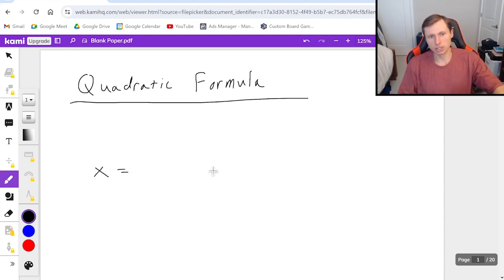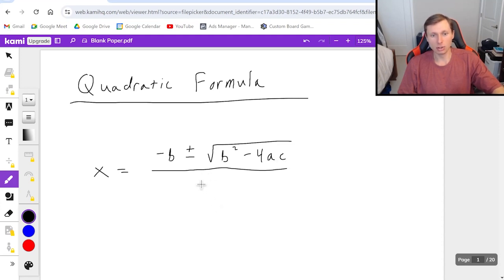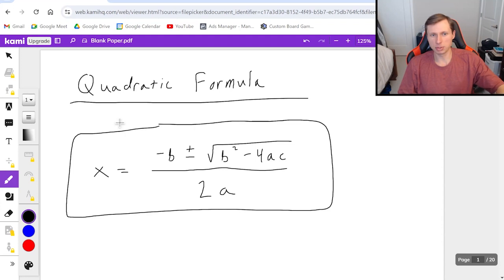X equals big fraction bar, like probably the biggest fraction bar you've ever drawn in your life, of negative b plus or minus the square root of b squared minus 4ac all over 2a. And this is probably the most famous equation from algebra.